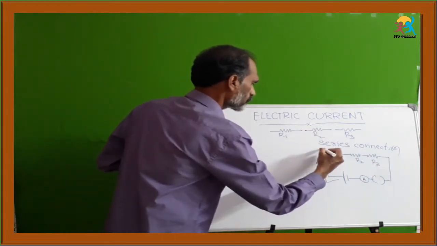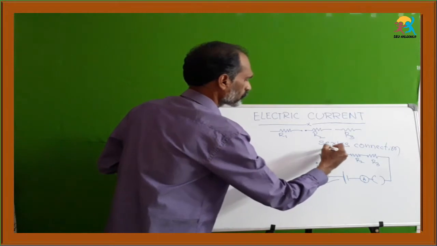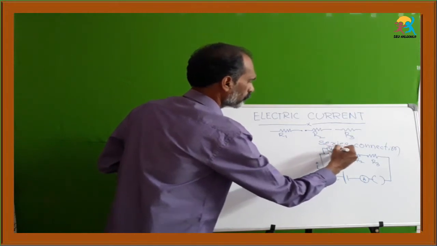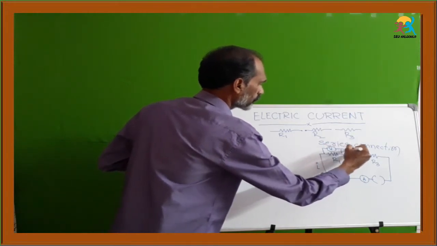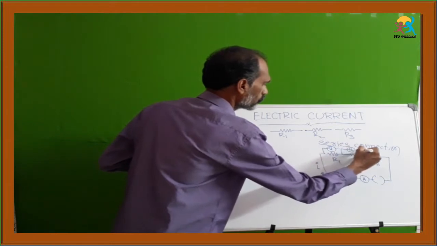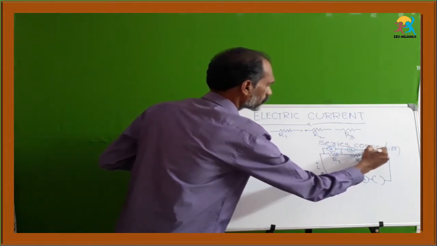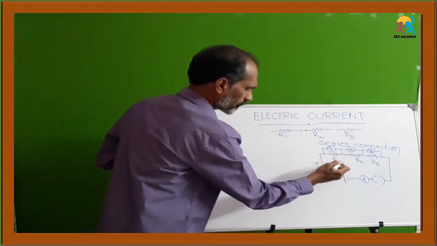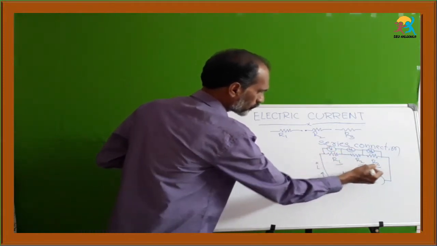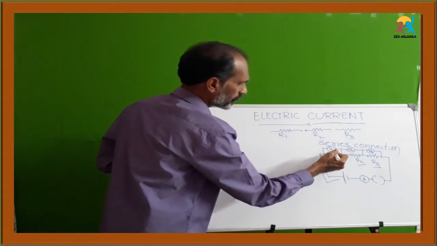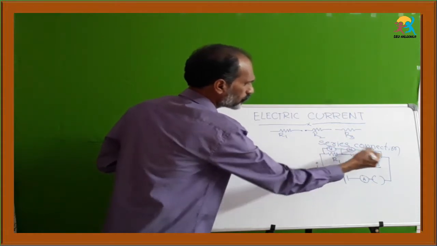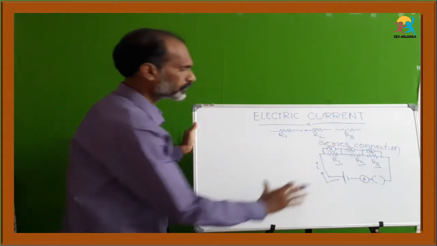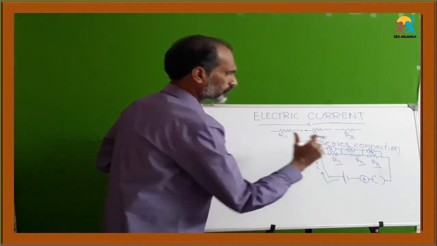But across the ends of the resistors, the potential difference at the first is V1, at the second it is V2 and at the third it is V3. Because the resistors are different, the potential differences between the ends of the different resistors are also different. This we call a series connection.